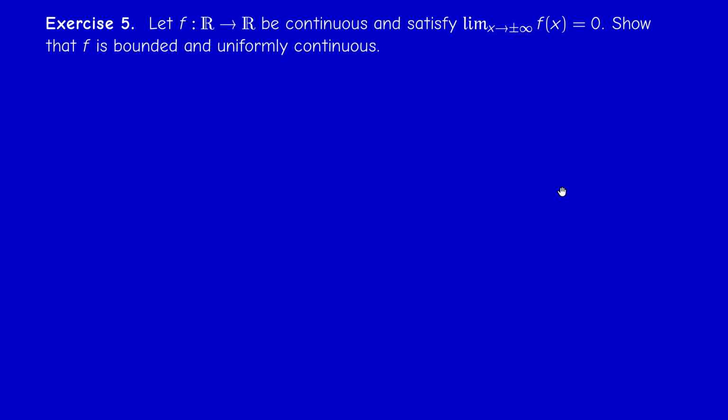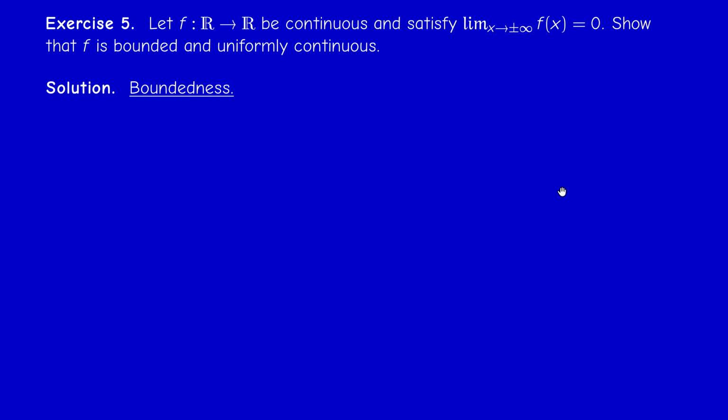Okay, now a difficult question, of theoretical nature. If f is continuous from R to R and vanishes at infinity and minus infinity, then f is bounded and uniformly continuous. Okay, so let us first tackle the problem of boundedness. How do we know that f is bounded?